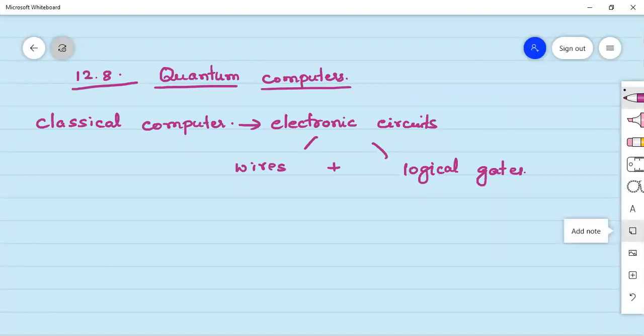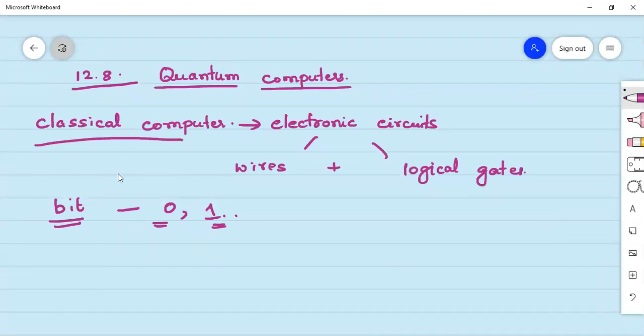And what are the states, or the foundation on which this entire computation is built? So how is information stored in the computer? We store information in the computer using a concept called a bit, and this bit, a binary digit, right, can be in 0 or 1 state. This is the fundamental concept of classical computers.